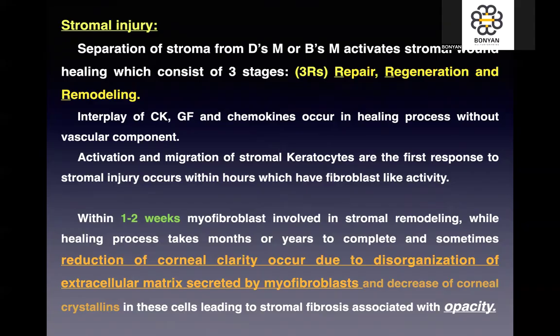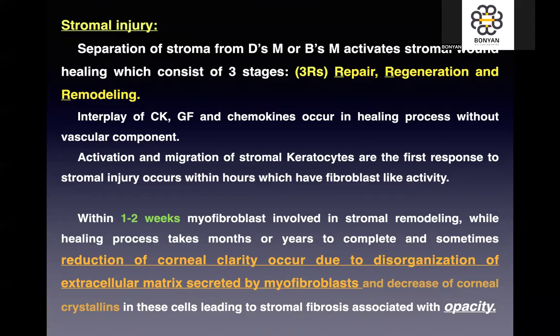Interplay of growth factors, cytokines and chemokines occurs in the healing process without a vascular component. They are nourished by diffusion from the limbus. There are no blood vessels, so the presence of blood vessels, which is called corneal vascularization, is an abnormal response to injury, which will happen in unusual cases or severe cases of injury, like in corneal ulcers.